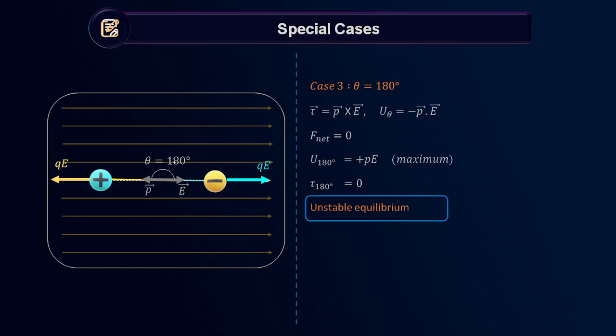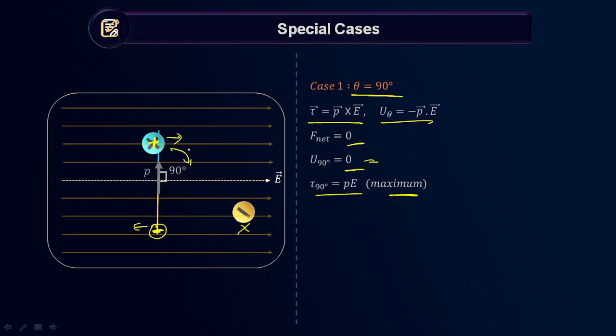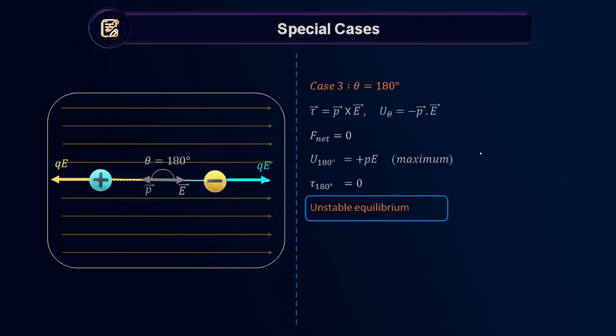Now again, third case, sorry, that was not equilibrium, no? This case, when theta was 90 degrees, torque was not equal to 0, no? So this is not equilibrium, right? Now next is the third case, when theta is 180 degrees. In this case again F net is 0, torque net is 0, potential energy is plus P. So when torque net and F net are 0, that means it is in equilibrium, but stable or unstable?